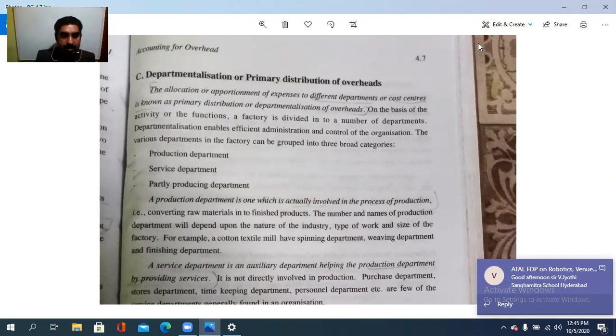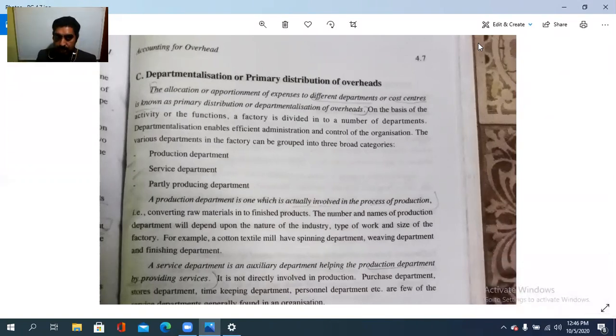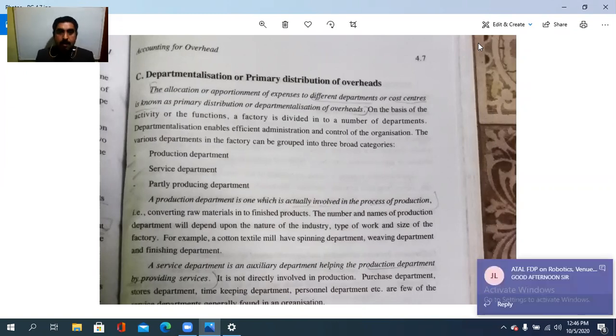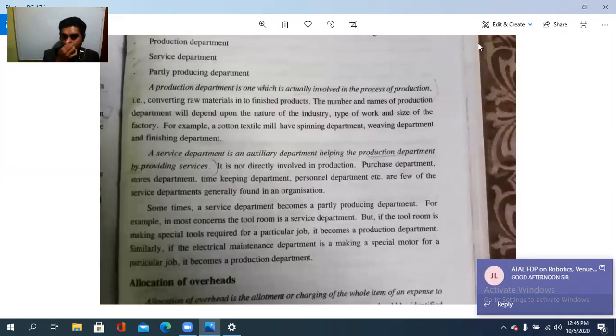The various departments in the factory can be grouped into three broad categories, that is production department, service department, and partly producing department. So production department means fully concentrating on production. Service means the service sector, and partly producing department is partly production. So let us see what they are. A production department is one which is actually involved in the process of production, converting raw materials to finished goods products.